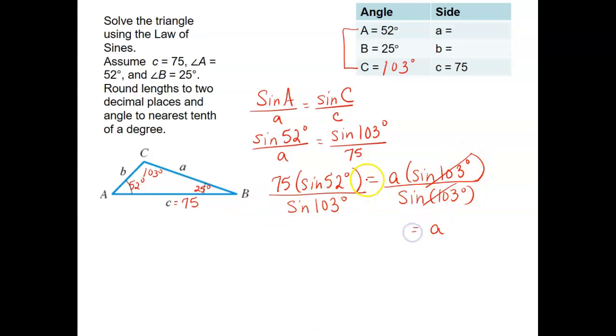A is going to be, so at this point I'm going to put all this in the calculator. Be sure you're in degree mode. When I put all of that in the calculator, I'm going to get 60.66. Okay, and so we're rounding to the nearest tenth for the degrees and two decimal places for the length. So I'm going to leave this at 60.66.